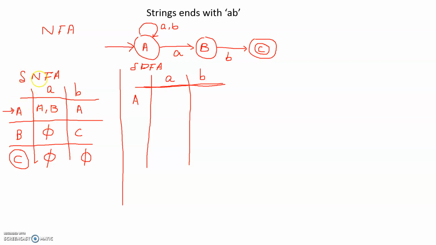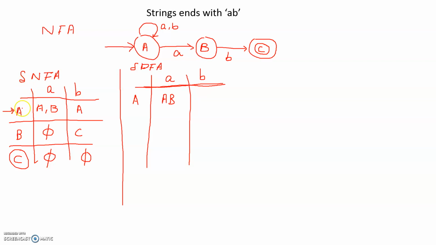Look at the table for the NFA. On seeing a small letter A in the NFA, it can go to either state A or state B. So we cannot write A comma B here. We can combine these two states together and create a new state. Okay, you can give any name here, but we give AB in order to understand the states. So AB is actually a single state. It's not two separate states, it is a single state.